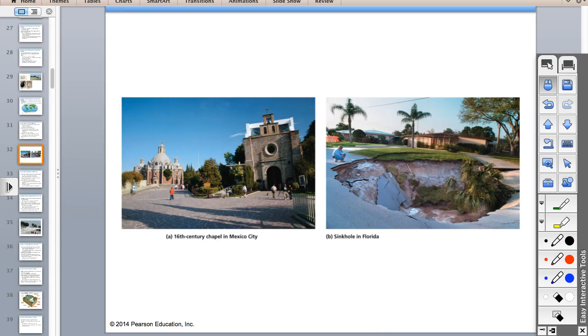So here's some examples. That picture isn't sideways, the ground is sideways, and there's a sinkhole.